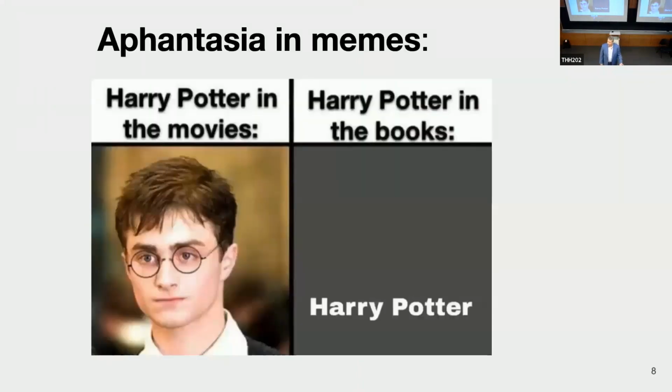And then they've got this cool meme, Harry Potter in the movies and Harry Potter in the books. Does anybody here resonate with the Harry Potter in the books being nothing? And does anybody have this whole visual movie in their mind? Okay, that blows me away.